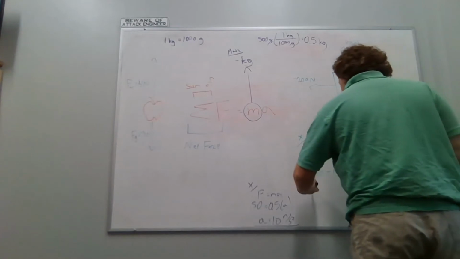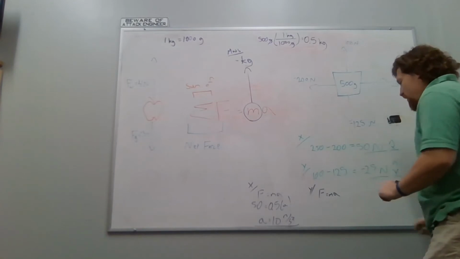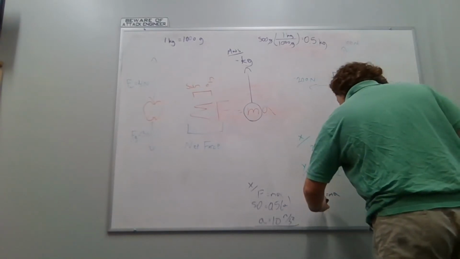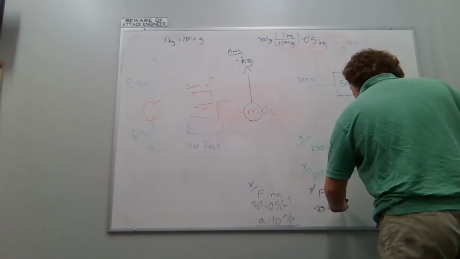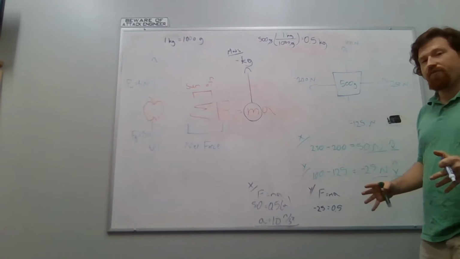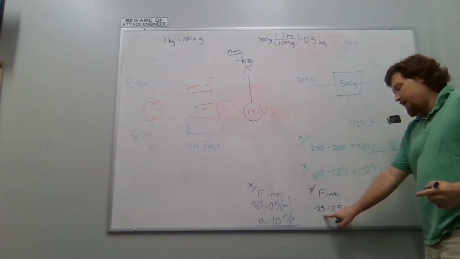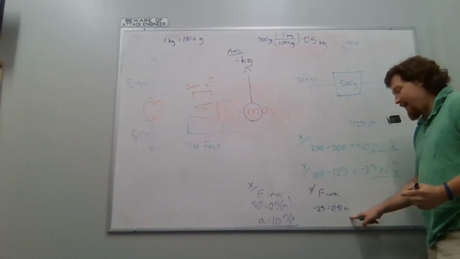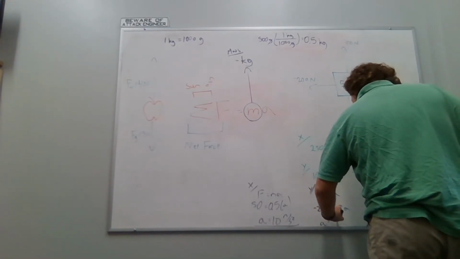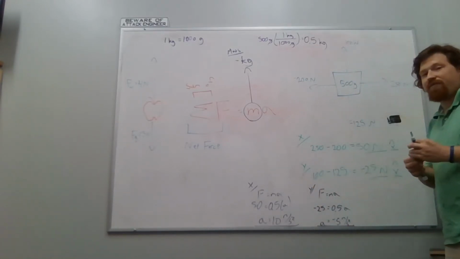Let's check the y-axis. In the y-axis, we're going to use the same formula, but we want to use only the vertical variables. So our y net force is negative 25, and we're going to plug negative 25 in for force. The box's mass is still 0.5 kilograms because mass does not depend on what direction you're moving in. Mass is a scalar, not a vector. So we have negative 25 equals 0.5 times a. That means our final acceleration is going to be negative 5 meters per second squared.